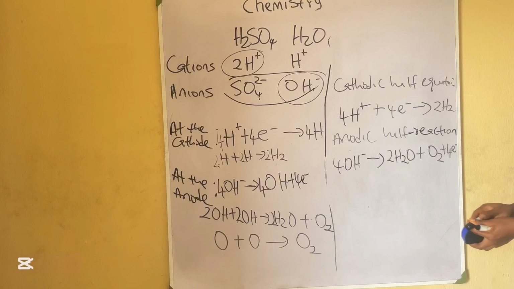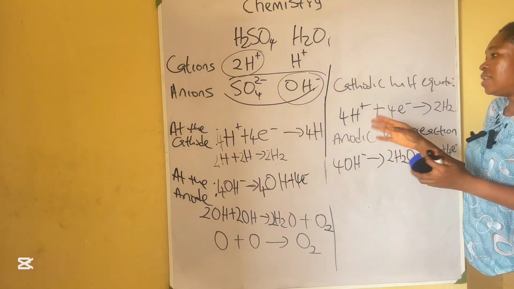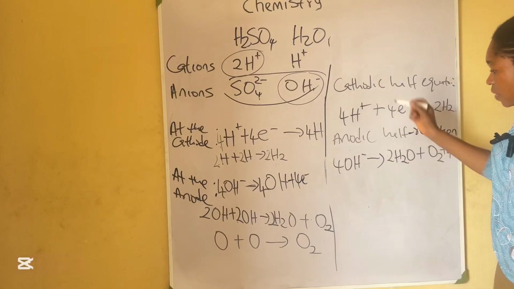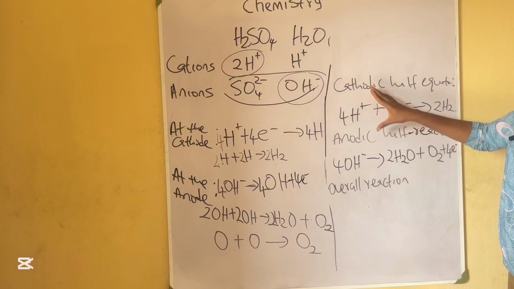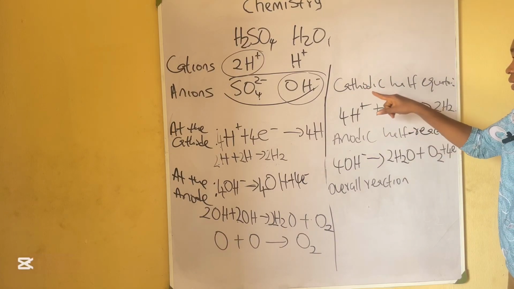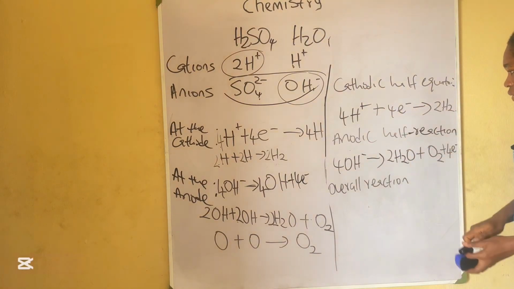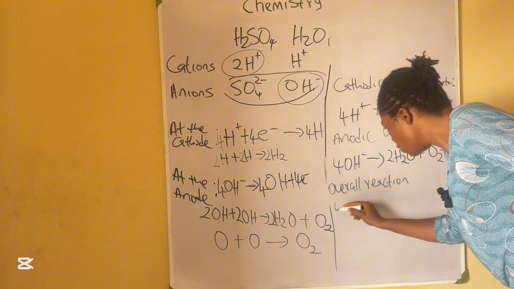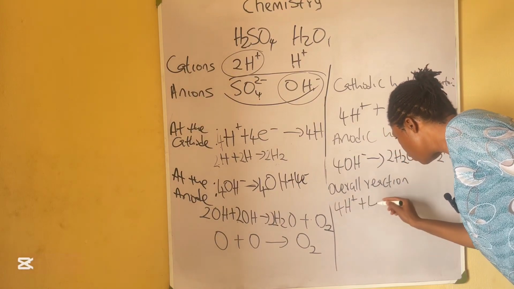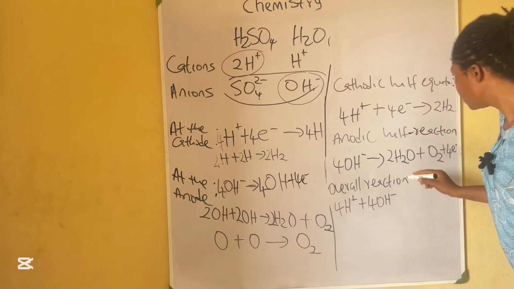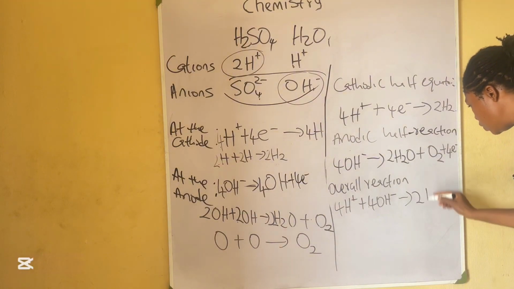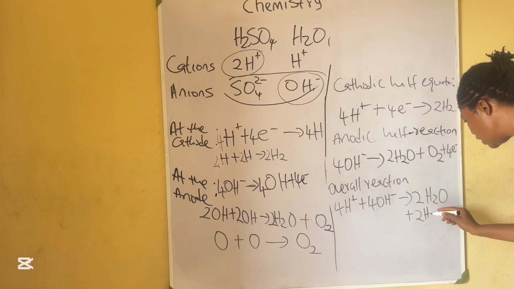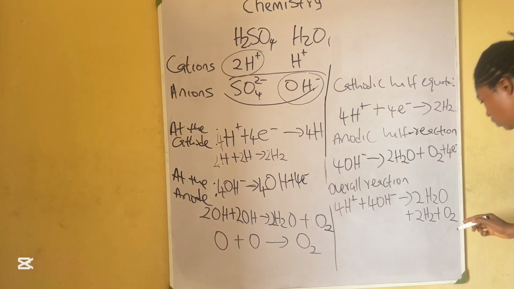So what happens is that at times I can be asked to write the reaction at the cathode, the reaction at the anode, and the overall reaction. The overall reaction is the algebraic sum of the cathodic half reaction and the anodic half reaction. We sum them together and cancel out the electron. The electron will not appear in the overall reaction. So 4 moles of hydrogen ion, 4 moles of hydroxide ion, 2 moles of water plus 2 moles of hydrogen gas plus 1 mole of oxygen.